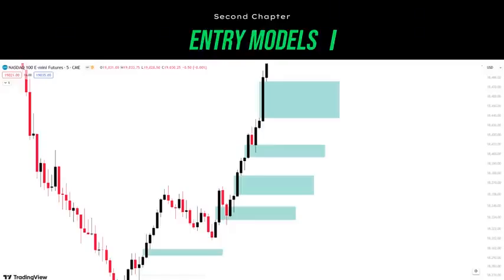For example, look at this. These are all fair value gaps. The first one from the lowest point didn't get filled. The second one from above got broken down. The third one also didn't get filled. It's only the fourth fair value gap that got respected.